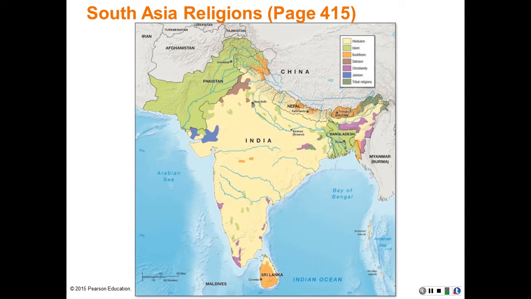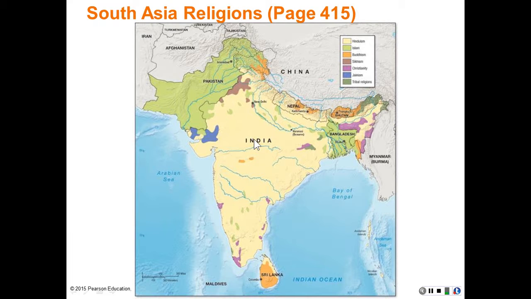All right, let's talk about the Asian religions. This map is on page 415 of your text. We see a very strong Islamic influence in Pakistan, of course, bordering Afghanistan and Iran. This area was invaded back and forth over many centuries. The Islamic invaders passed on their religion to the region of Pakistan.